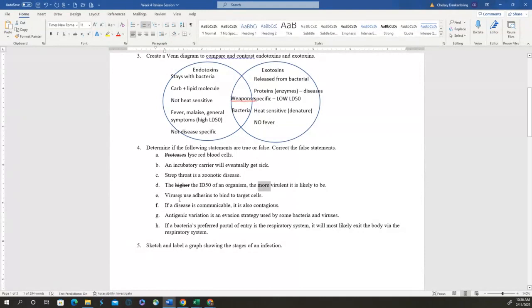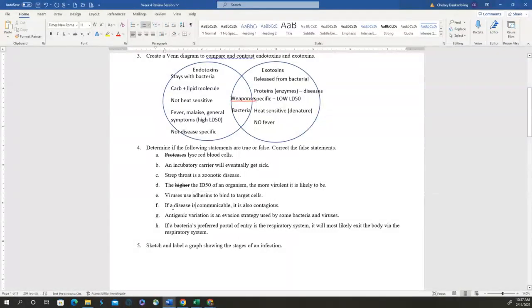Okay, good question. All right, viruses use adhesins to bind target cells. This one is going to be false because adhesins are a bacterial structure. So adhesins are bacterial. Viruses use spike proteins to attach to their target cell.